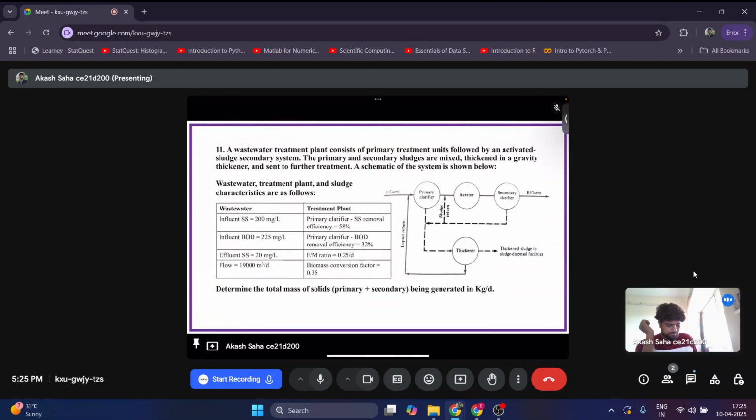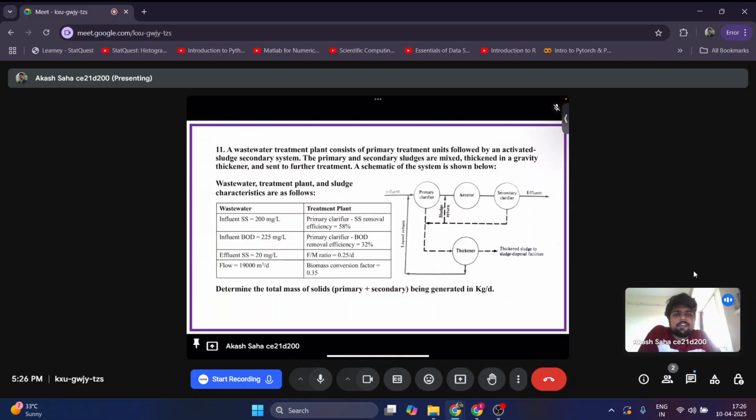So this is another question. Okay, so though it looks very big, it's actually a very small problem. Don't worry about it. It says that a wastewater treatment plant consists of a primary treatment unit followed by an activated slash secondary system. Okay, so the primary and secondary sludges are mixed, thickened in a gravity thickener, and then sent to further treatment. And the schematic is shown.